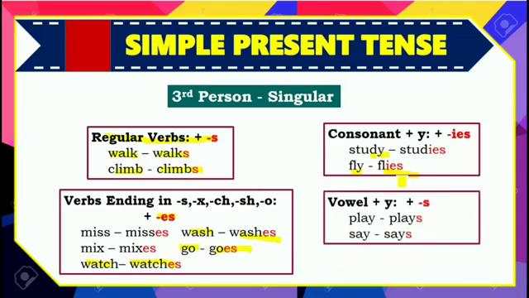For verbs that end in vowel plus y, we just have to add s. For example, play. Here is vowel plus y. You just simply have to add s to the verb, becomes plays. Say becomes says. So again, just be reminded of these rules and be careful of how you spell the verbs because, of course, spellings are also important.